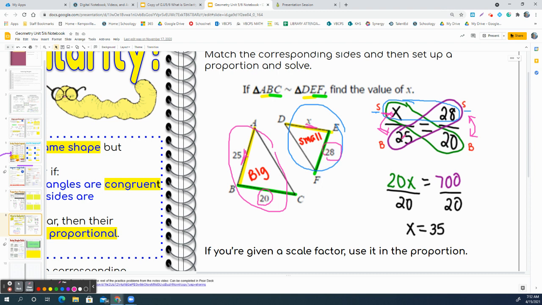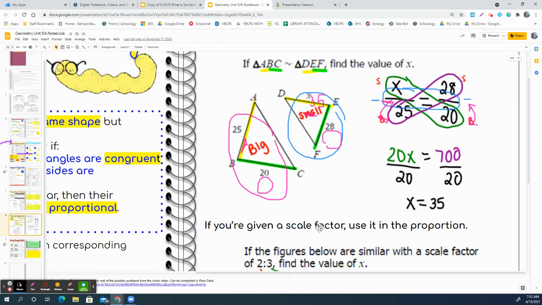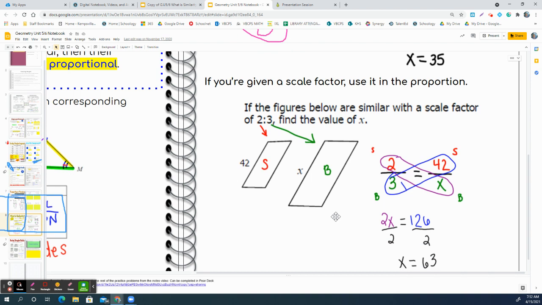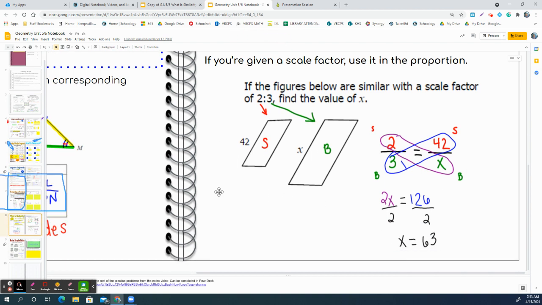Once you have the proportions set up, it's easy to solve. X times 20 is 20x, 25 times 28 is 700, divide by 20 and you get 35. Always think, does that make sense? Put your answer back into your picture and make sure it makes sense. I've got 2 small numbers and 2 big numbers. That kind of makes sense. My big number is what was missing, and my big number is what I got. Okay? If you're given a scale factor, that just means that you're going to multiply everything by that scale factor. Okay?